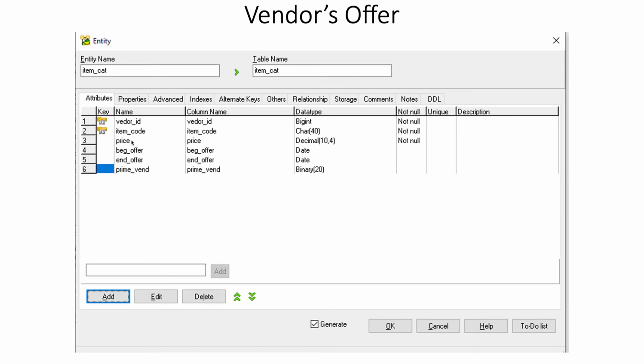Vendors' offers. We're going to buy many products. Many times we'll have multiple people we can buy it from. So for every vendor ID and item code that we have a price, what is the price? What's the beginning date of their offer? And when is the end of that offer? And a flag that says who's our primary vendor. And I'm not sure why it says binary 20. It's binary 2 positions. Yes, no. So that if we want to find out who we buy something from, we can look up the item code and a yes under prime vendor and find them.